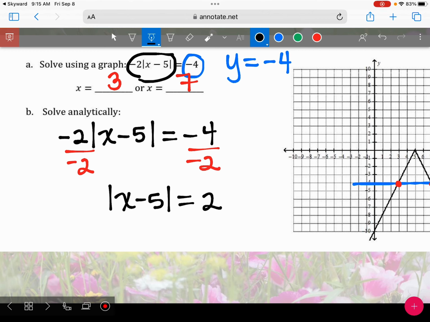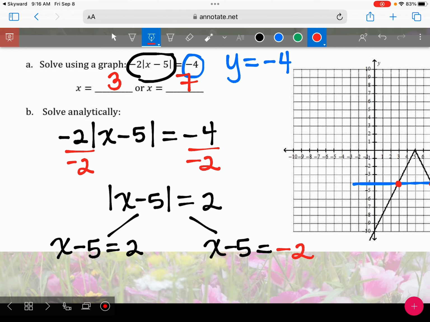And we can keep going because see how we have an absolute value equals a number that's positive? We can keep going. If this was a negative, we would stop. There's no solution. Okay? So now we're going to keep going. We're going to break it apart. So let's drop the absolute value. So my first one is x minus 5 equals +2. And what other number has an absolute value of 2? -2. So that's how we get our two equations. So now we're going to solve them both.